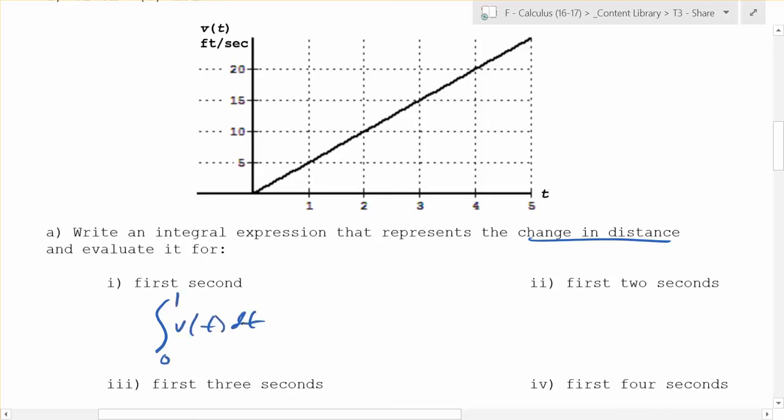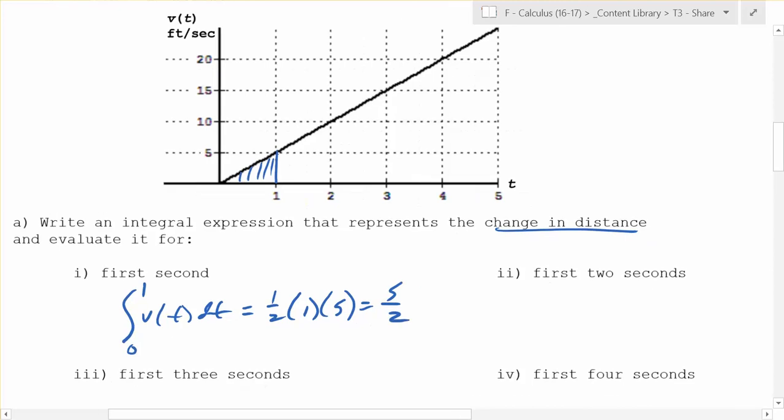This is just the change in distance. So if I was going to highlight that, what shape does it look like right there? And what's the area of that triangle? 1/2, yeah, 1/2 times 1 times 5, I think? Yes. 5 over 2.